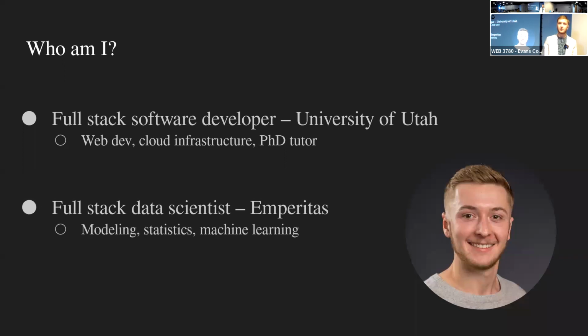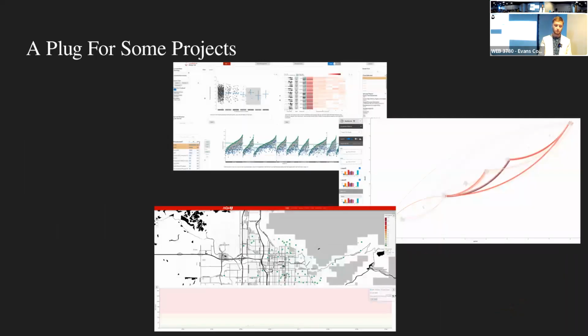Before this, I worked as a full stack data scientist at Imperitas. So Imperitas is a small marketing startup. And while there, I would build machine learning models for banks, customer lifetime value analysis, which tells you how much money a customer might spend with a company over a certain amount of time. And we implemented them for companies across Utah and the entire US.